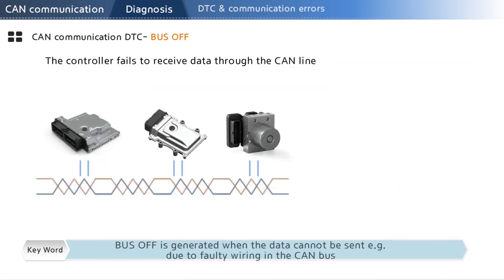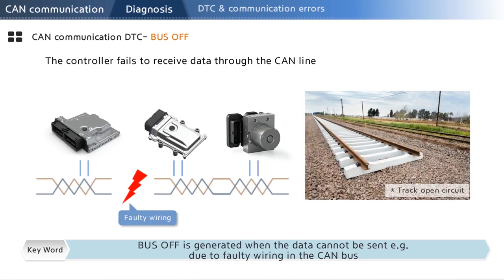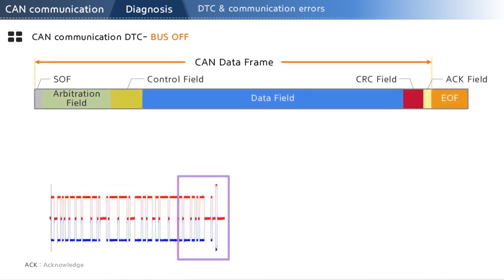First, bus-off DTC is generated when the transmitting unit is unable to send data to the CAN line. This is when either of the 2 CAN lines is faulty. In our analogy, the train cannot continue to move along the track. So, bus off means no data transmission.